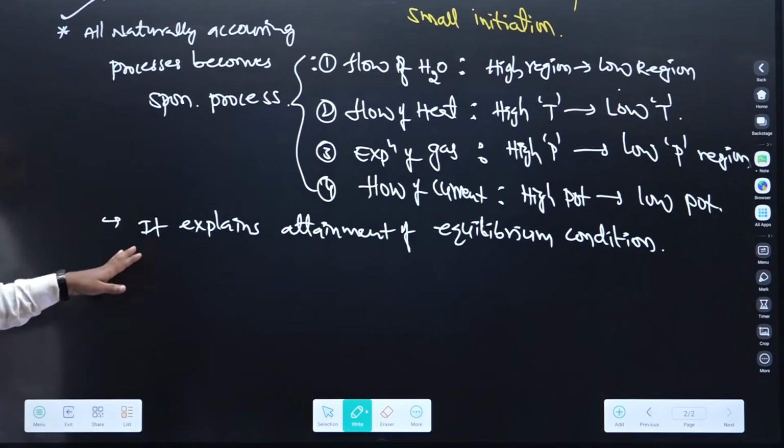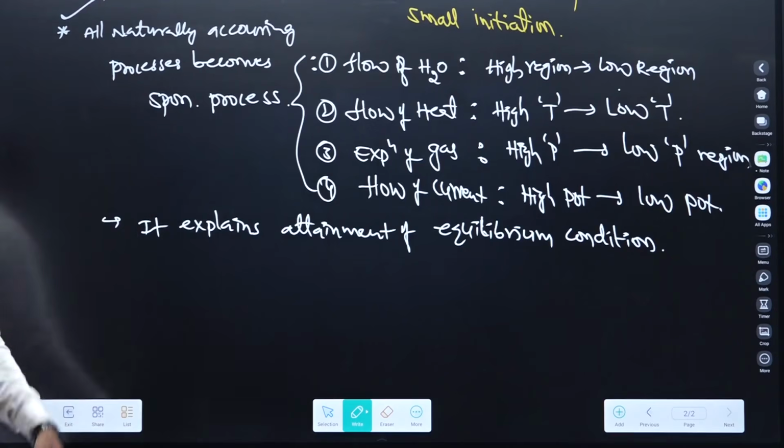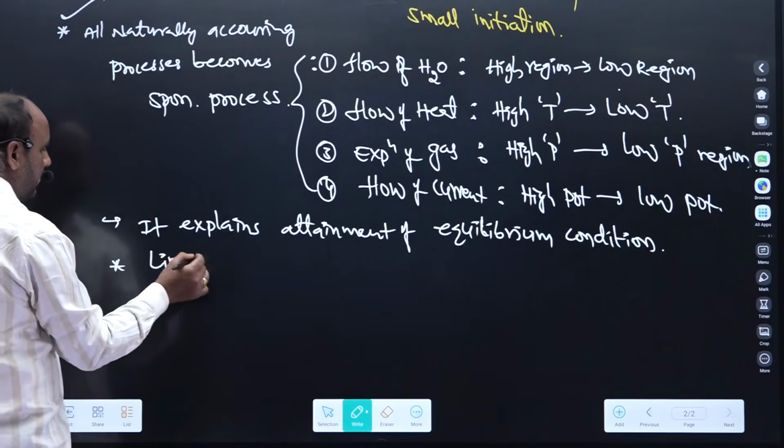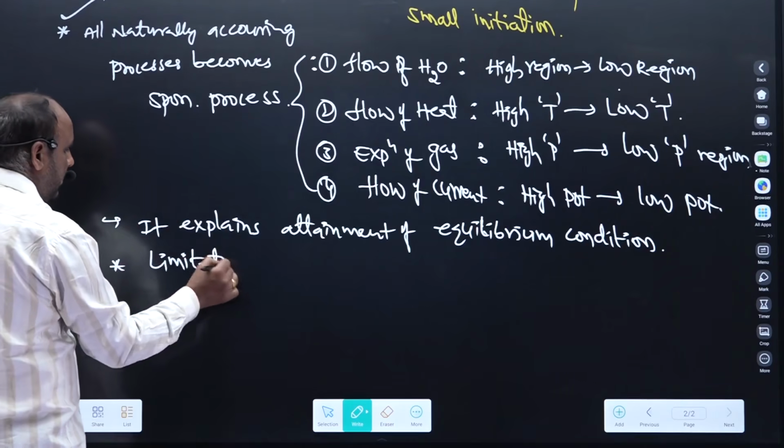Then this much importance is there. Are there any limitations? As there are some limitations also, we just have to discuss the limitations and we'll stop here. Put the heading: limitations.